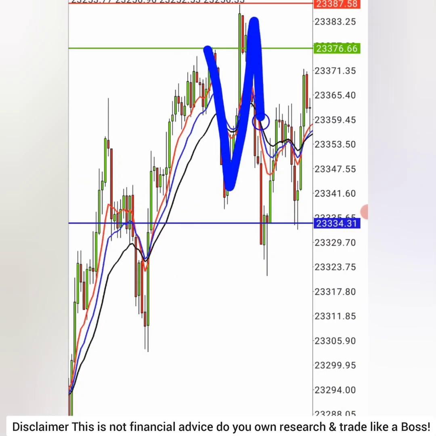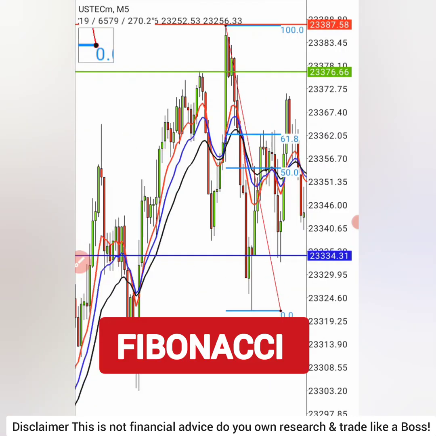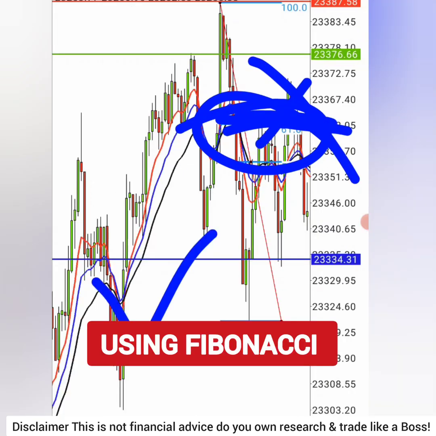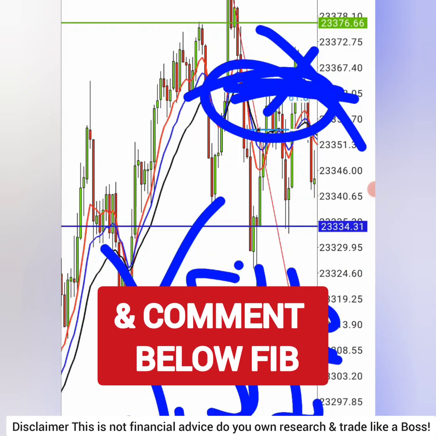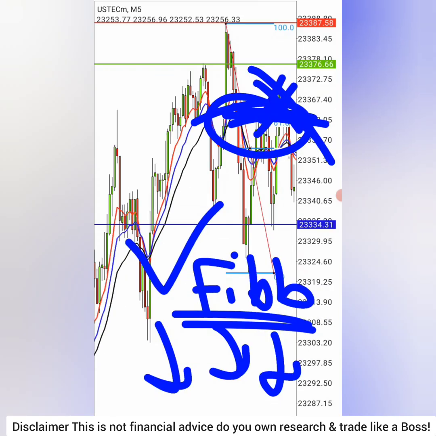There is a secret trading tool that you can use to get entries right here so that you can reduce your risk, like the Fibonacci. If you want a video which shows more deeply about this trading tool and also how to get sniper entries using the Fibonacci, like this video and comment below Fib, and I'll give you this video which will help you to get sniper entries.